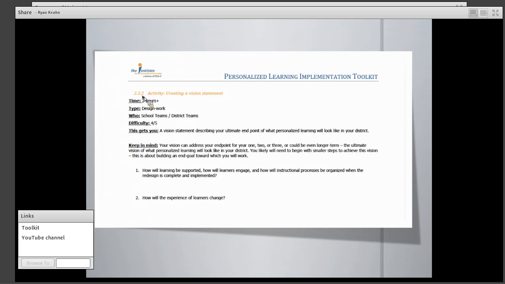This is not an activity that's going to take 5 to 10 minutes and be quickly done, but you're going to want to have enough time to have people have some dialogue, some input, some conversation. It's considered design work. We think it's best done by a team, so you're not just developing a vision statement and handing it to somebody on a piece of paper already established. And again, what this gets you is a vision statement describing your ultimate endpoint of what personalized learning will look like in your district, school, or classroom.